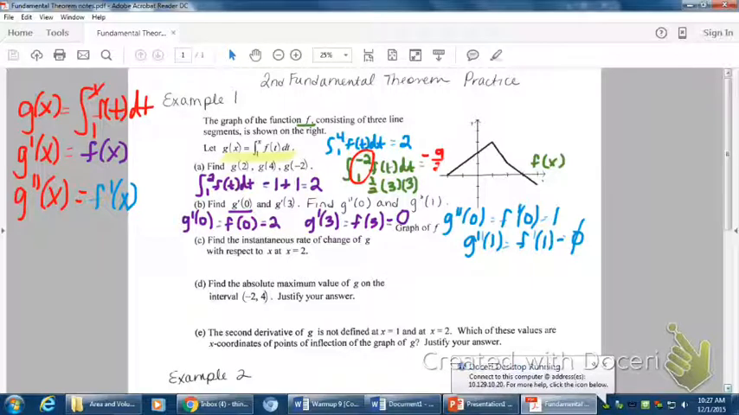Alright. Instantaneous rate of change means the derivative. It's asking you what's the derivative of g at 2. We already found out that the derivative of g is f, so it really just wants to know f of 2. And I go and get the y value. F of 2 is 1.